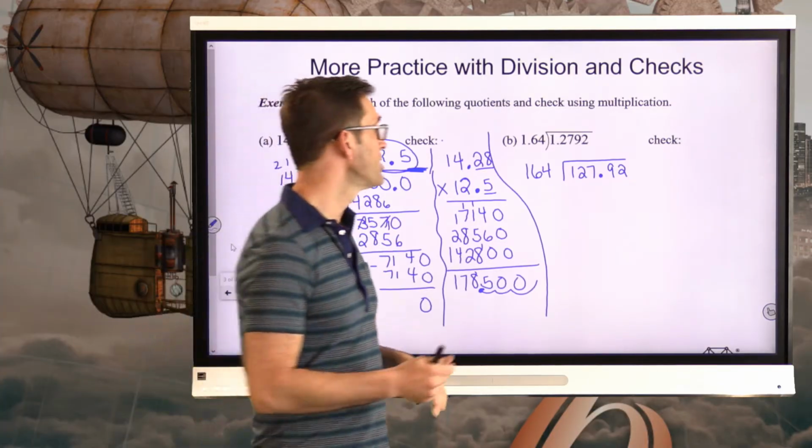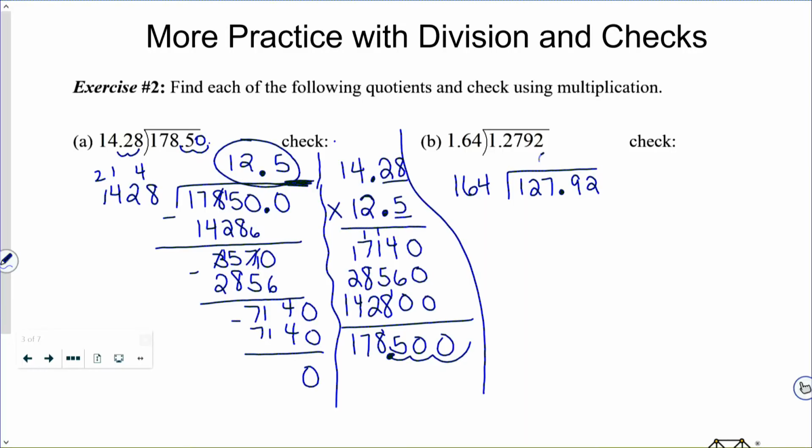And here's how we go about doing it, right? So 164 goes into 127 0 times. It just doesn't go into that number any amount of times. So we're going to get a 0 here and 127 and drop the 9. Now I have to think about 164 going into 1,279. All right, so maybe let's try 7.